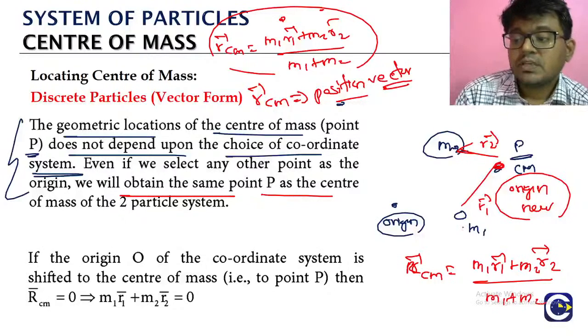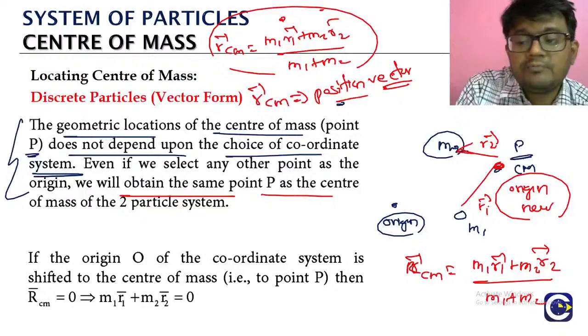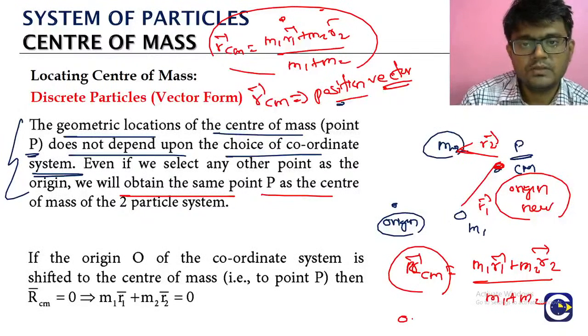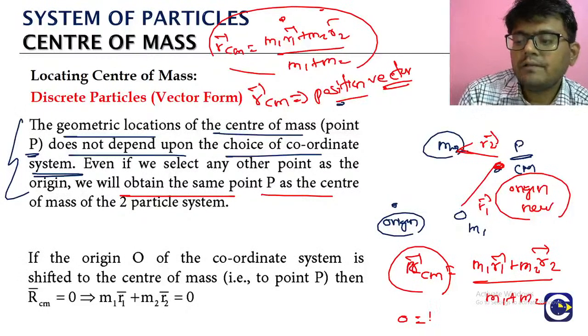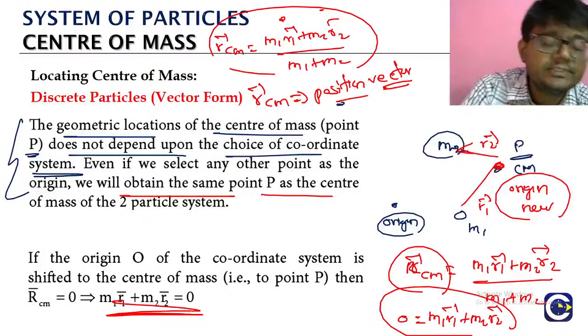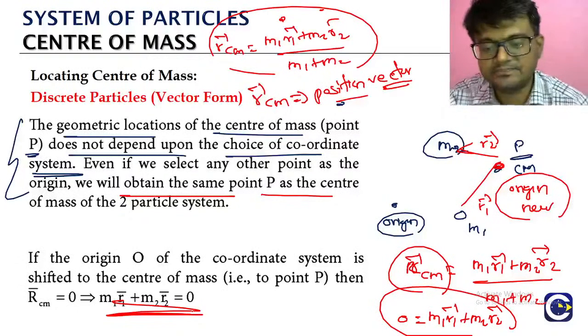But if in the new system the origin itself is the center of mass, then what will be the position vector of the center of mass? 0, isn't it? So we will have M1 R1 bar plus M2 R2 bar equal to 0. Why is it happening? It is happening because we are shifting our origin to the center of mass itself.